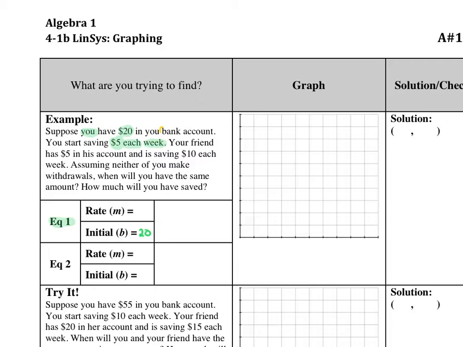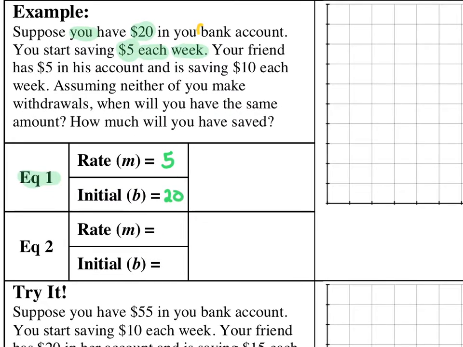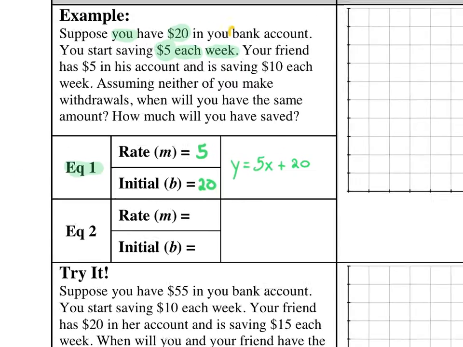$5 per week. So there's my unit, dollars over weeks. So there we go. So my rate is $5. So what's the equation going to look like? The amount of money that I have is going to be $5 per week times the number of weeks plus $20 that I begin with.